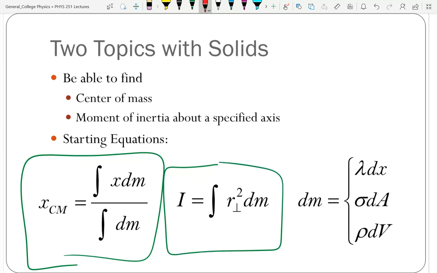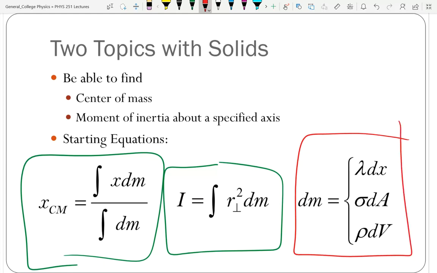And then we have to be able to say, well, depending on our distribution, it could be a linear distribution. dm is equal to lambda dx, or it could be an areal distribution, so dm is sigma dA, or it could be a volumetric distribution, dm is equal to rho dV.